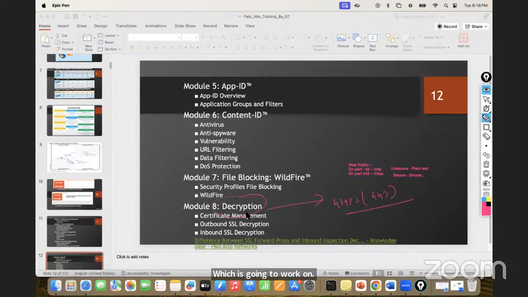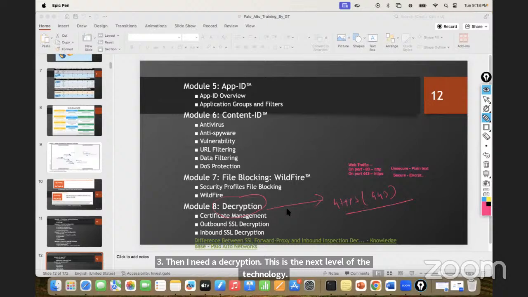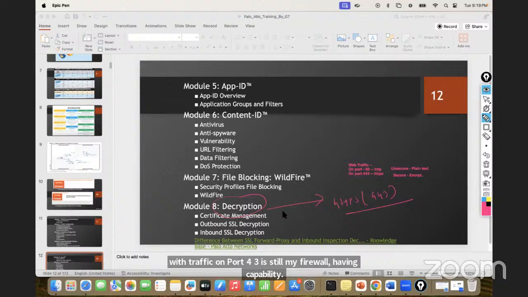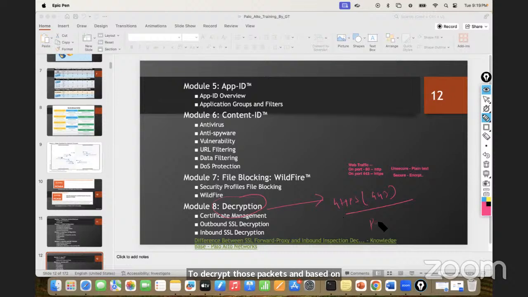This is the next level of the technology. So even if I use HTTPS-based traffic on port 443, my firewall still has the capability to decrypt those packets, and based on decryption, it can apply or enforce the policy. A policy may say that after decryption, if there is some file which should not be sent from the user machine to the internet, or maybe Gmail, as per the data leak policy or data filtering policy, then the file is going to be blocked.